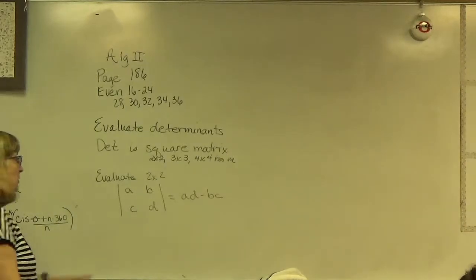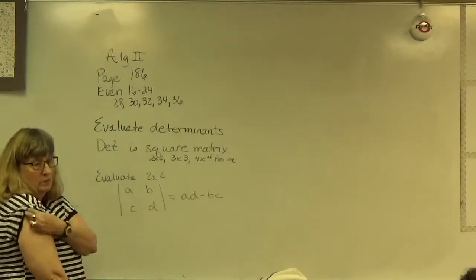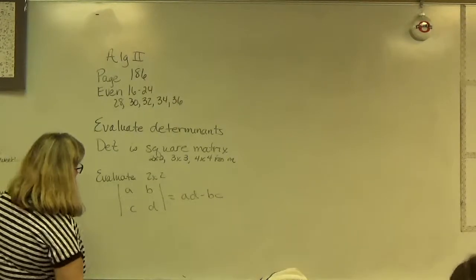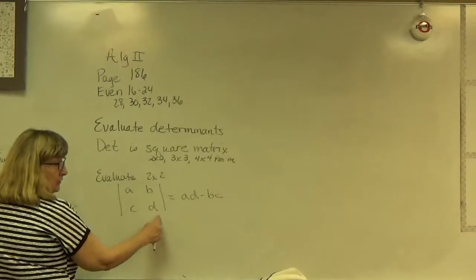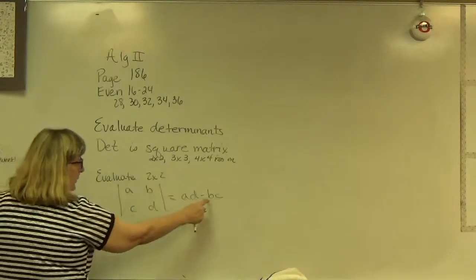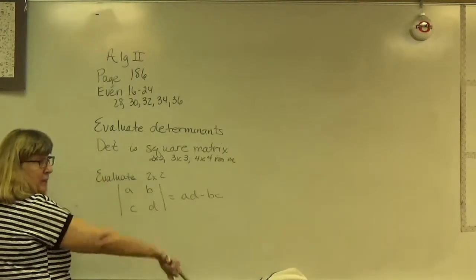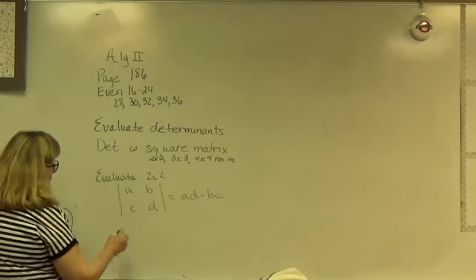And for a matrix, we use the straight lines like you would for absolute values because it is squared. So we always indicate with straight lines. It's the diagonal down, multiply times each other, so A times D, and the diagonal up, B times C. It has to be in that order. Diagonal down, subtract diagonal up. And it's always subtract the two values.